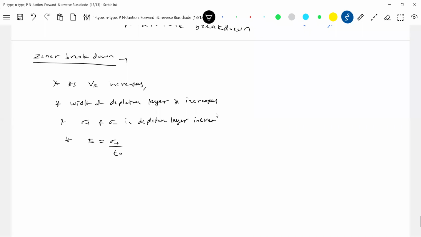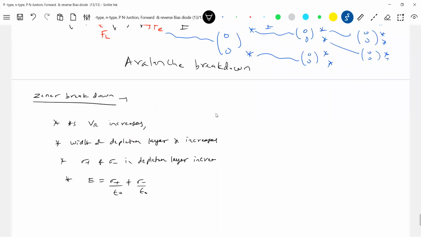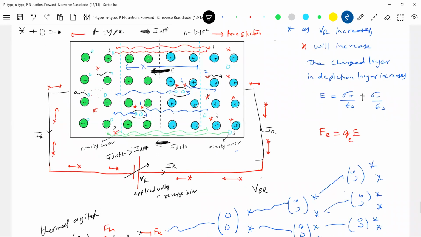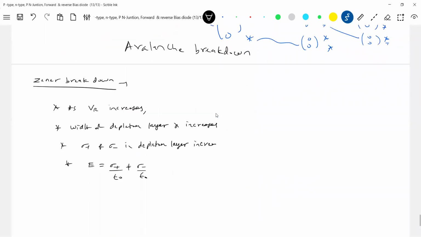Actually, it depends on both. Or if you want, you can write plus because you know electrostatics. I think I'll write plus here. No, E will increase, so E increases. Now come to this one.